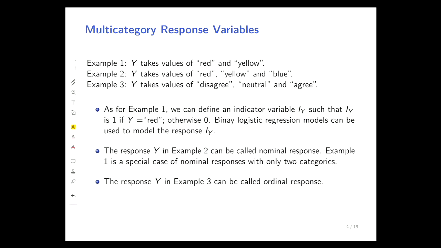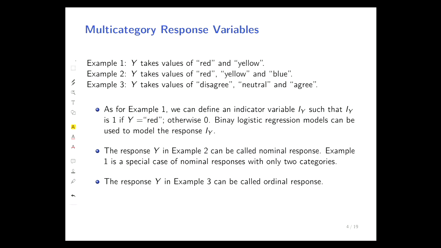So let's just look at these three examples in detail. For the first example, I think you have already seen it. It only has two categories. So what we can do here is consider an indicator variable to represent this two-category response variable. We can use 1 to represent red and 0 to represent yellow, or you can use 1 to represent yellow and 0 to represent red. It doesn't matter.